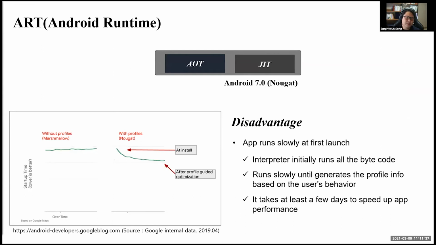However, apps run slow at first launch because profile-guided optimization relies on the device to optimize the app based on the code profile in idle time, which means it could be a few days before the app runs faster.